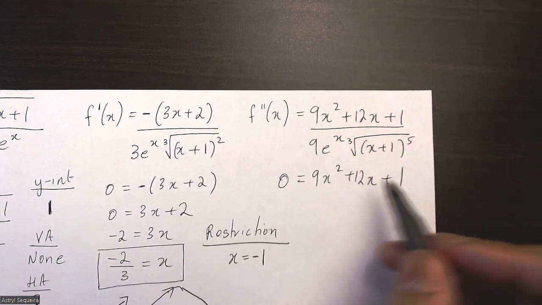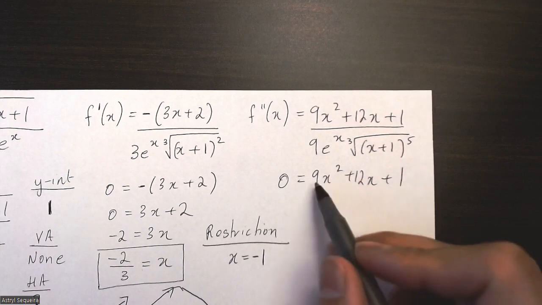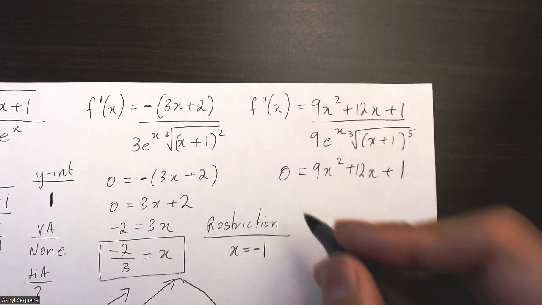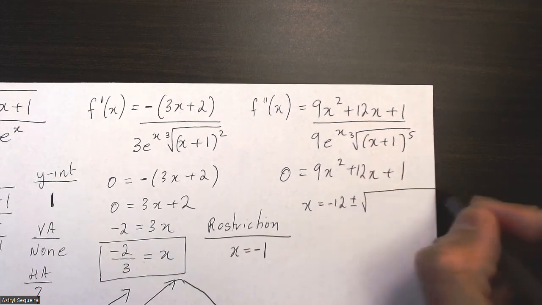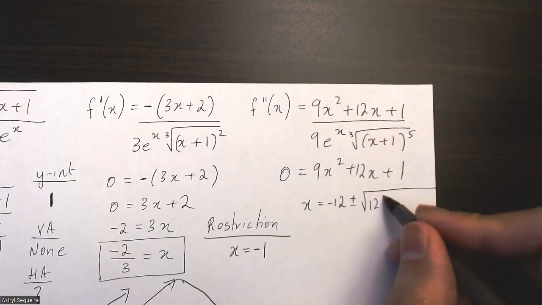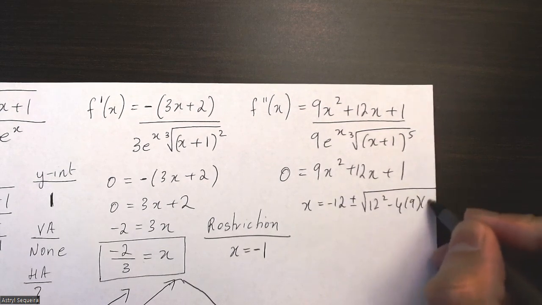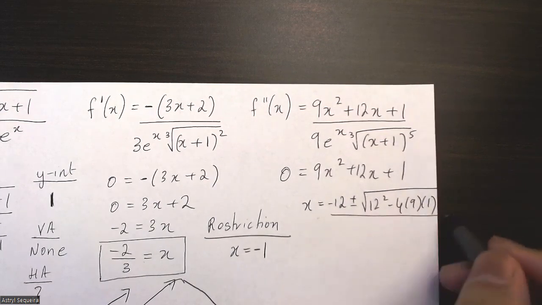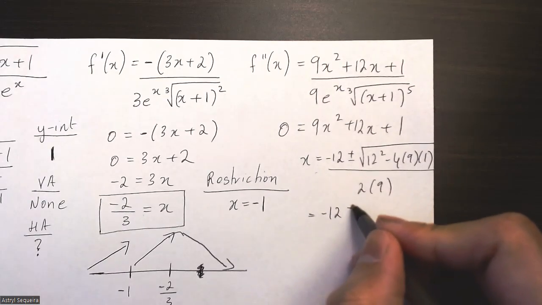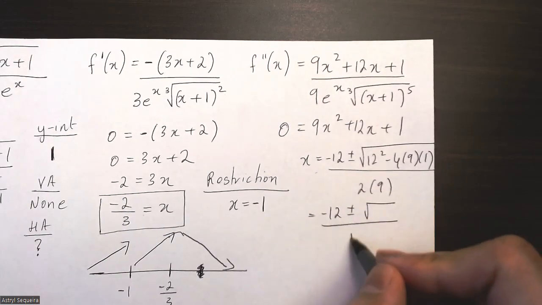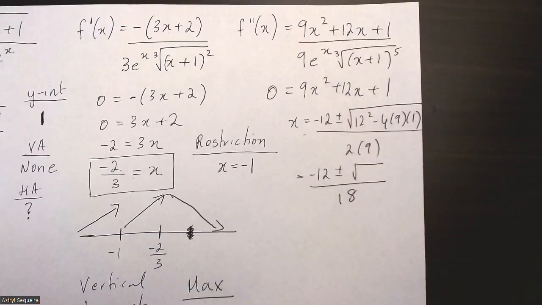This can't be factored regularly because 9 multiplies to 9 adds to 12 is impossible, which means we've got to do quadratic formula. 12 squared minus 4 times 9 times 1 divided by 2 times 9. It's -12 plus or minus root of something minus 18. So I'll do this in my calculator again.